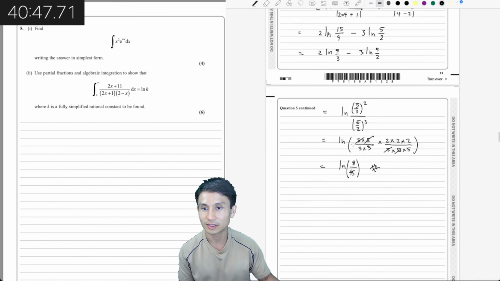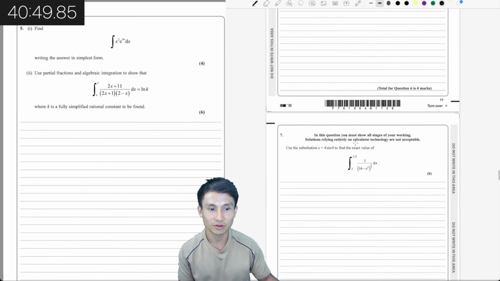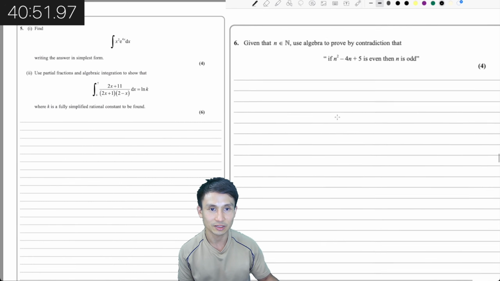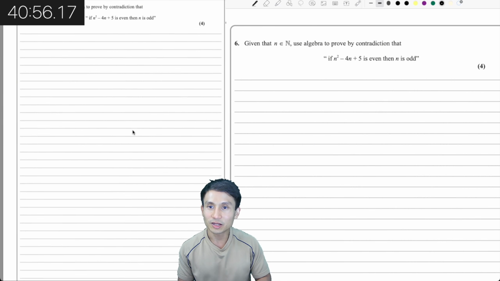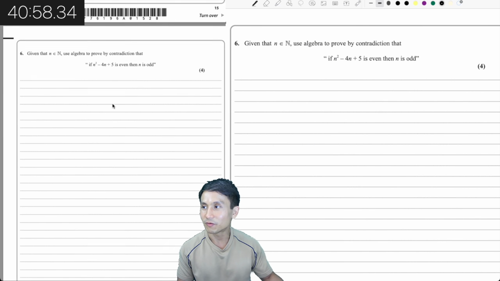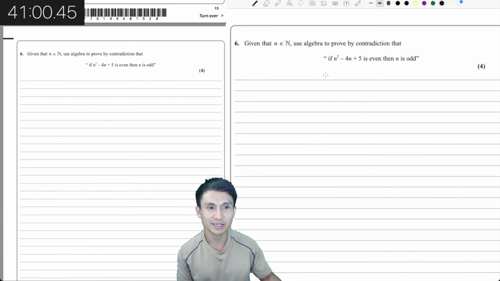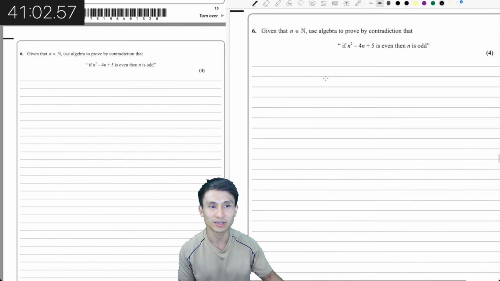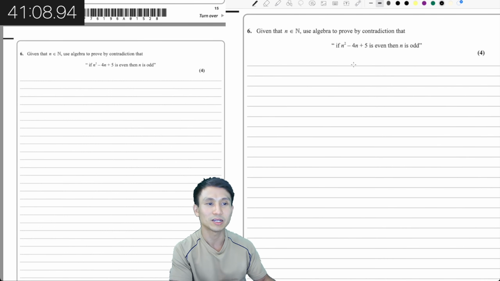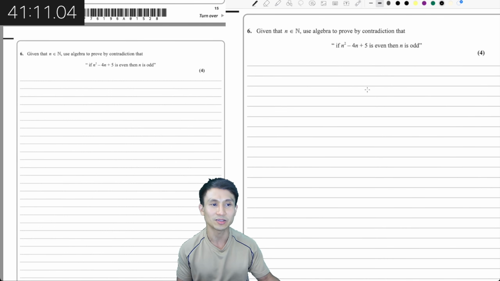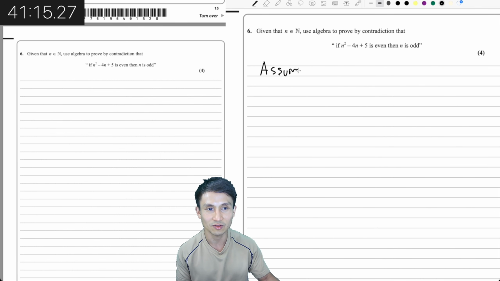Okay. Next one is number 6, is proof. It's probably the question that most people wouldn't care about in P4, but I do, because if you know how to do it, it's an easy 4 marks. For example, you are required to prove by contradiction that if n squared minus 4n plus 5 is even, then n is odd. Well, we just write the assumption first. That's the key step. We need to get the assumption right.